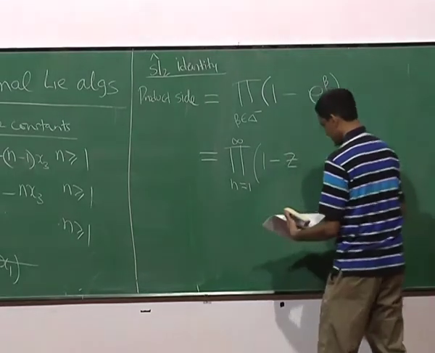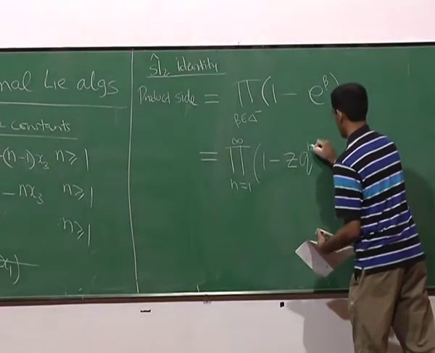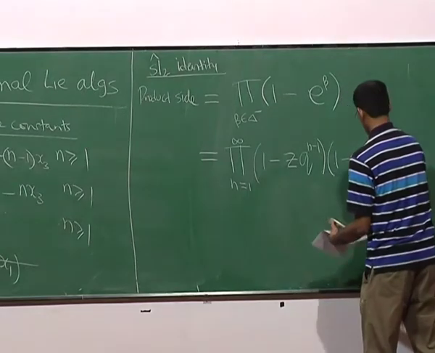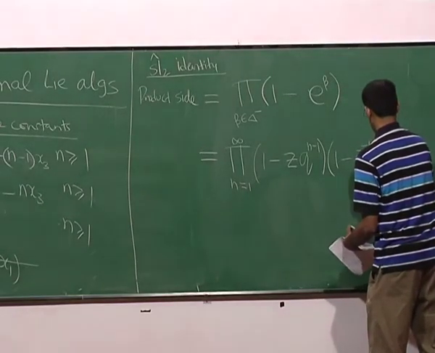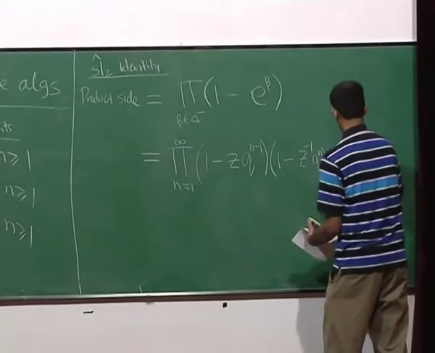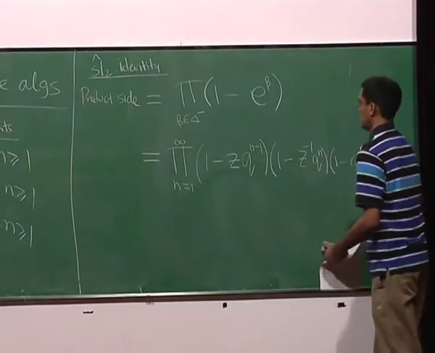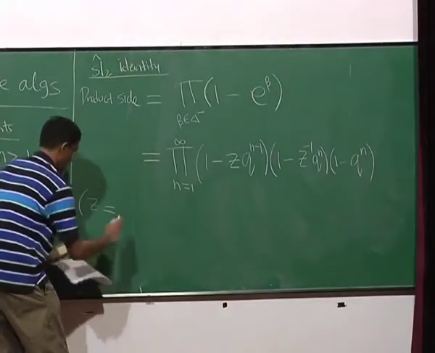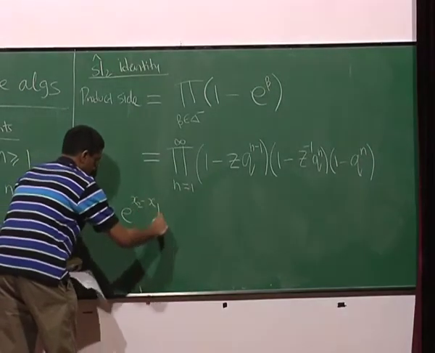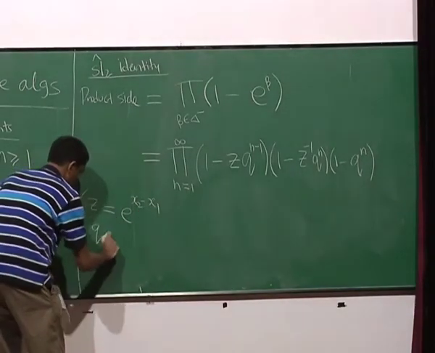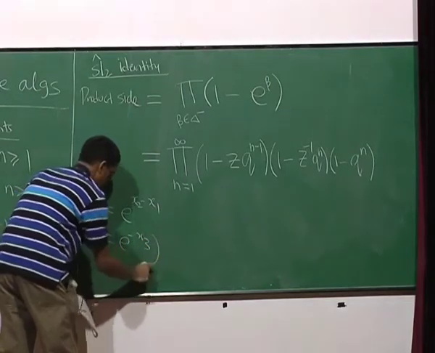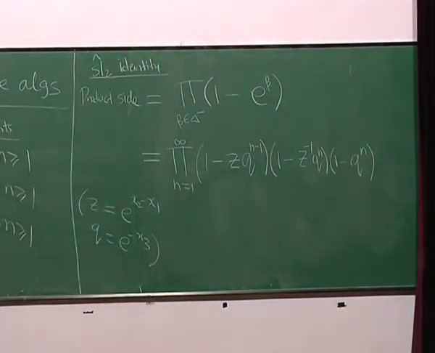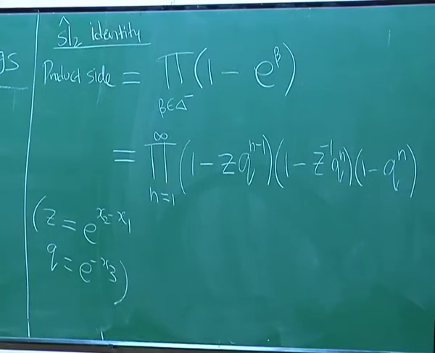So I'm just going to rename some variables to sort of make it more compact. So this product side becomes exactly this, where my variable names are: z I've chosen to be e to the x2 minus x1, and q is e to the minus x3. You just make these two substitutions, and then this entire list can be written out more compactly like that. So it's now a product over all these guys.